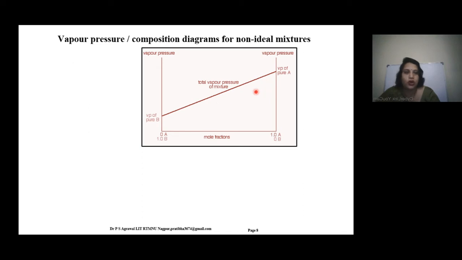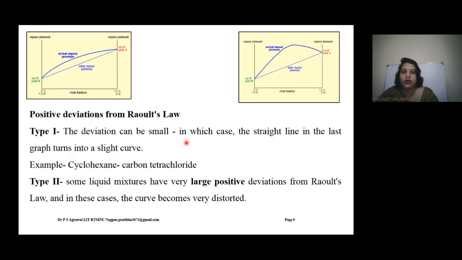Raoult's law only works for an ideal mixture. In this, the forces between the particles in the mixture are exactly the same as those in the pure liquid. So the tendency for the particles to escape is the same in the mixture as in the pure liquid. So that's not the non-ideal mixture. There can be deviation from Raoult's law.